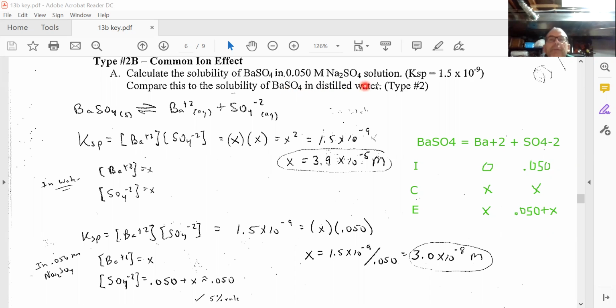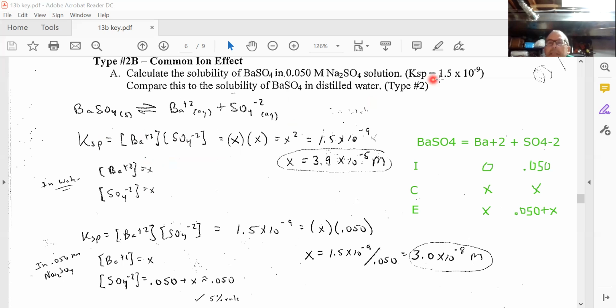So I'm going to actually review the type 2 problem and just do the BaSO4 in distilled water. If I take BaSO4 and I dissolve it in water, it breaks up into Ba+2 and SO4-2. It's a 1-to-1 ratio. Your Ksp expression would be Ba+2 concentration times SO4-2 concentration. Because it's a 1-to-1 ratio, it's going to break up into equal moles of Ba+2 and SO4-2. So I'll call the Ba+2 x. Therefore, I'll call the SO4-2 x.